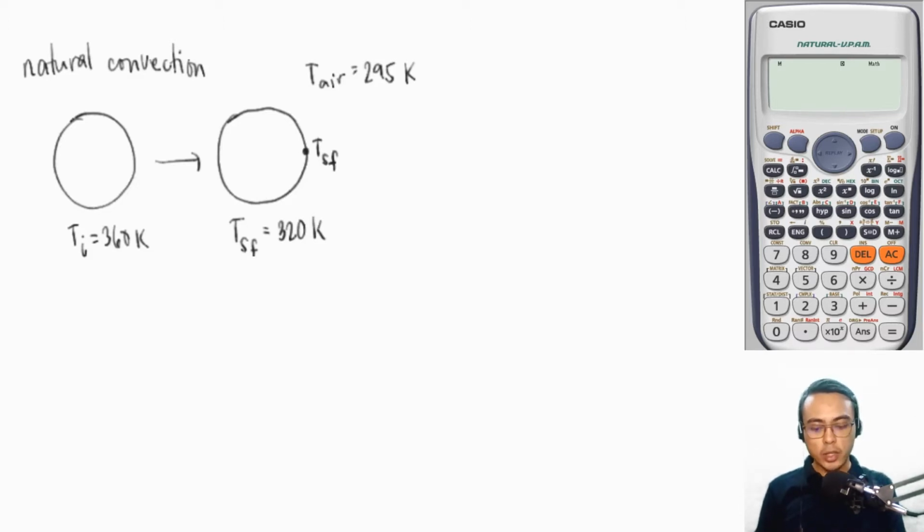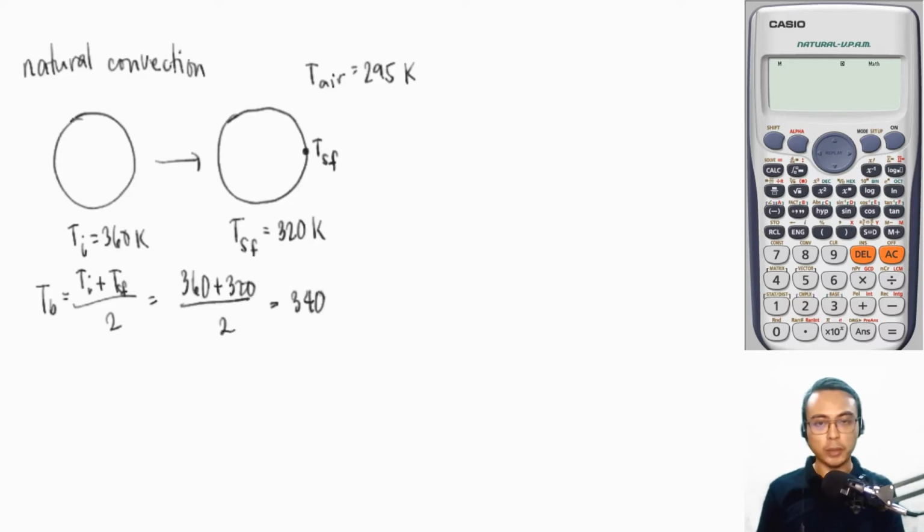So we write that our bulk temperature is equal to the initial temperature plus the final surface temperature over 2, that is 360 plus 320 over 2, and the answer is 340 Kelvin. That means that our delta T, or our effective driving force for natural convection, would simply be the bulk temperature 340 Kelvin minus the surrounding air temperature 295 Kelvin.